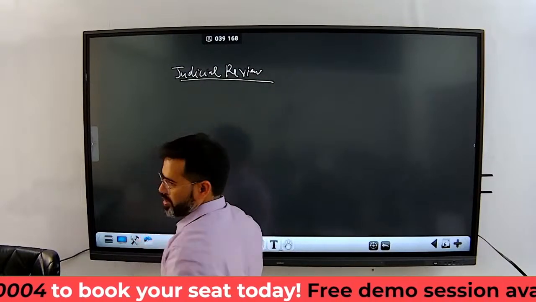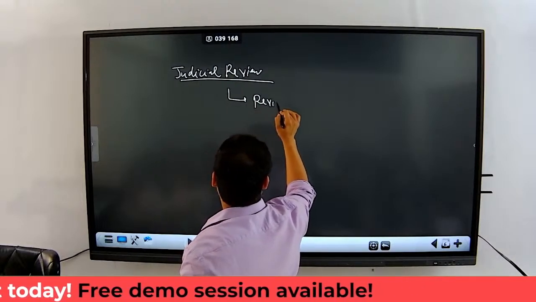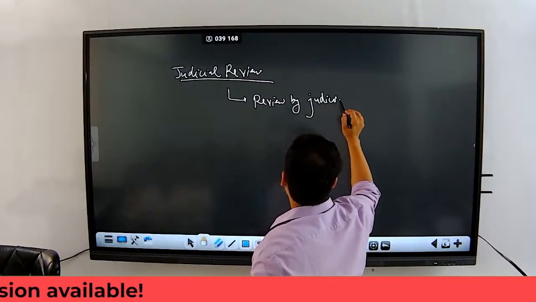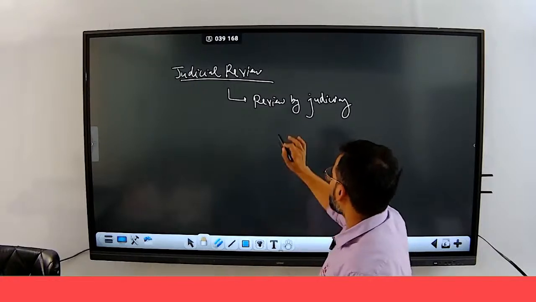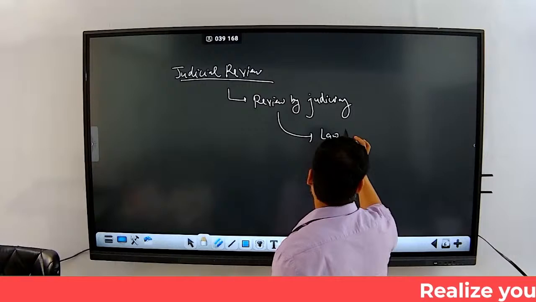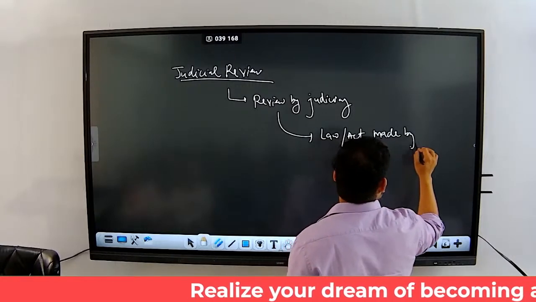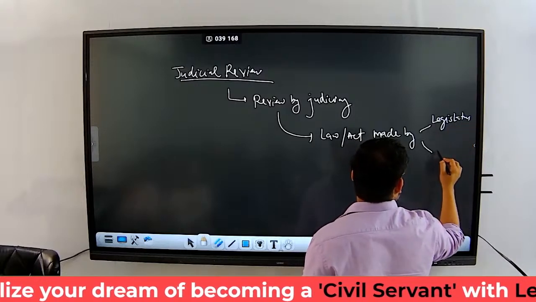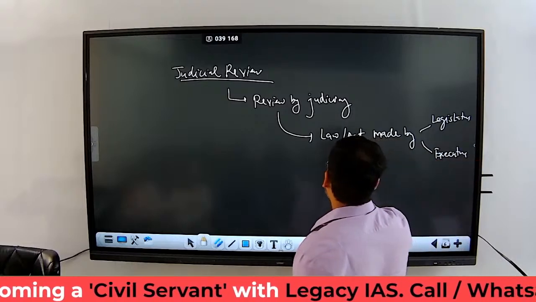Judicial review. It is basically review by judiciary. Simple. So what are they going to review? They are going to review laws, acts made by the legislature and executive, or orders.